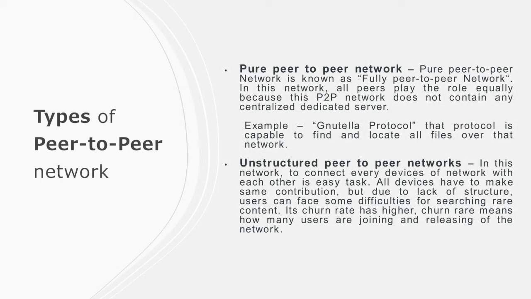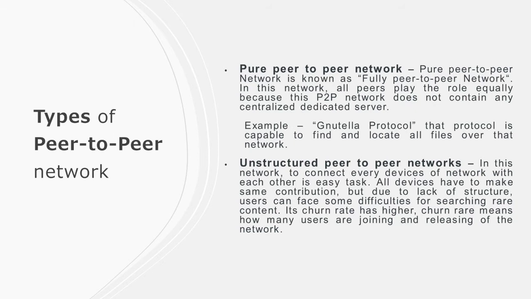Now, there exist different types of peer-to-peer architecture. The first one is the pure peer-to-peer. This is also known as fully peer-to-peer network. In this architecture, all the peers play the role equally, so it doesn't contain only one dedicated server. One example of this is the Gnutella protocol.